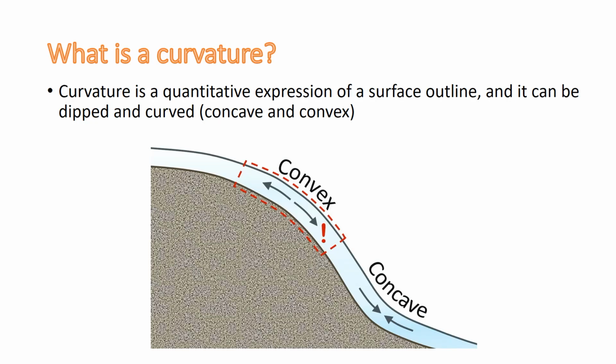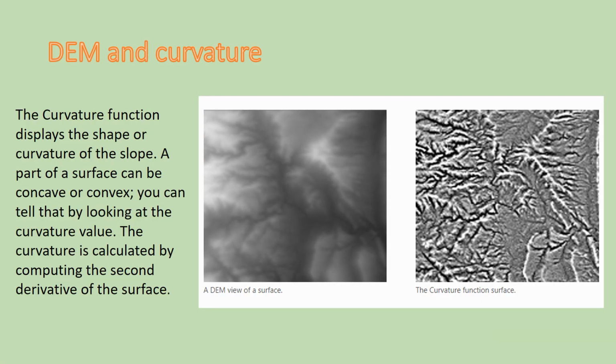What is a curvature? Curvature is a quantitative expression of a surface outline, and it can be dipped and curved, concave and convex, as you might see on this image. DEM and curvature. The curvature function displays the shape or curvature of the slope. A part of a surface can be concave or convex. You can tell that by looking at the curvature value. The curvature is calculated by computing the second derivative of the surface.